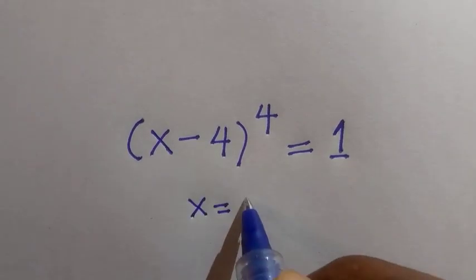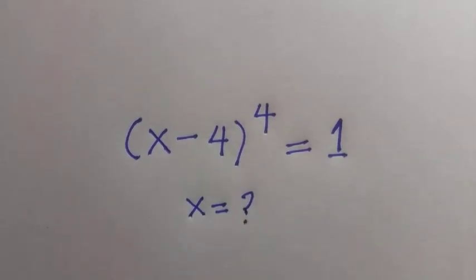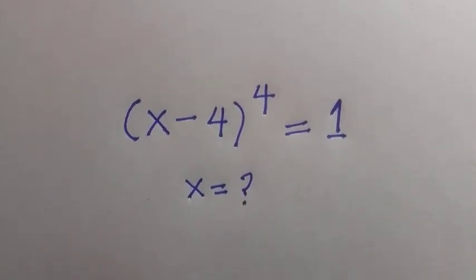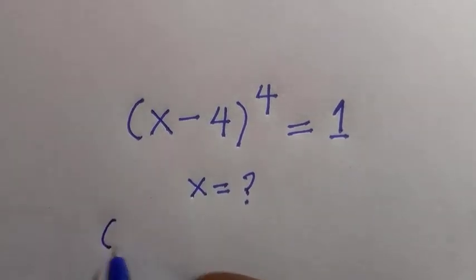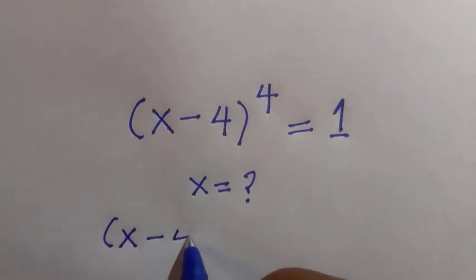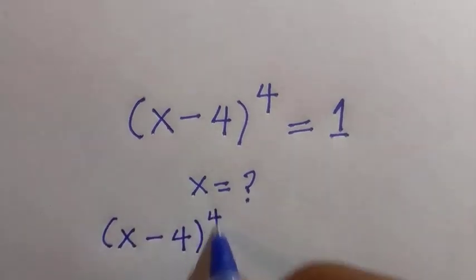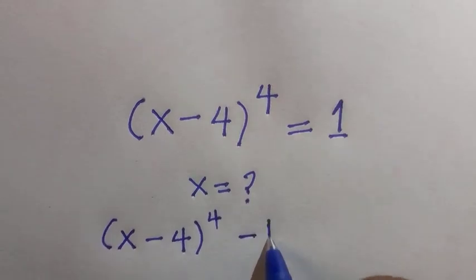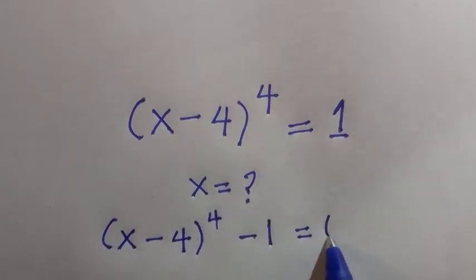Let's solve this equation for the value of x. We want to find all the values of x here. This is a quartic equation, which means we are going to get four different roots. Here we have (x − 4)^4. By transferring 1 to the left-hand side, we have (x − 4)^4 − 1 = 0.